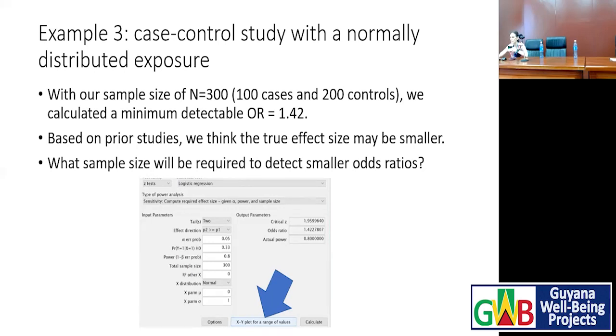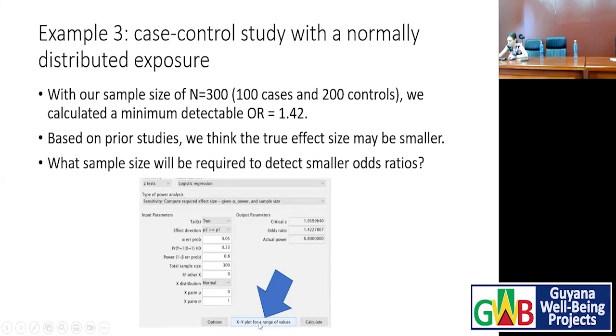So you look up some studies and you see that people have reported significant effects, but they are actually reporting odds ratios lower than 1.4 in general. So you say, okay, it's a good study idea, but I think the true effect size is smaller, so I might need a different sample size. What sample size would actually be required to detect smaller odds ratios?